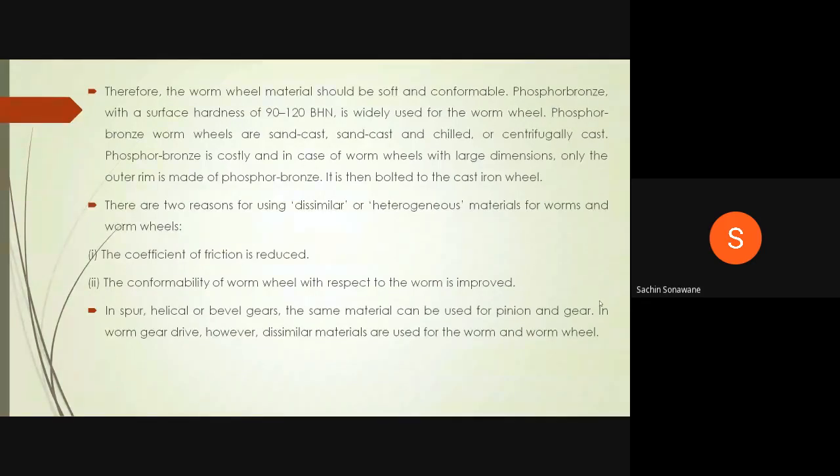Phosphor bronze worm wheels are sand cast and chill or centrifugally cast. Phosphor bronze is costly, and in case of worm wheels with large dimensions, only the outer rim is made of phosphor bronze. It is then bolted to the cast iron wheel. There are two reasons for using dissimilar or heterogeneous materials for worms and worm wheels. The coefficient of friction is reduced. The conformability of worm wheel with respect to the worm is improved. In spur, helical or bevel gears, the same material can be used for pinion and gear. In worm gear drive, however, dissimilar materials are used for the worm and the worm wheel.